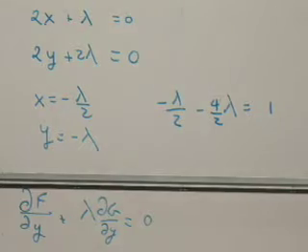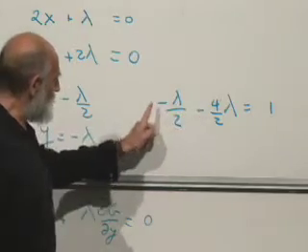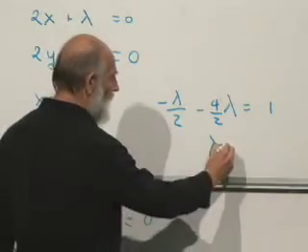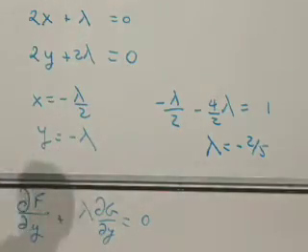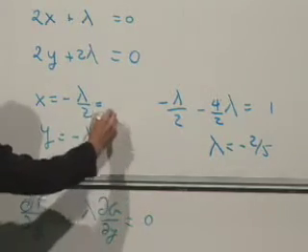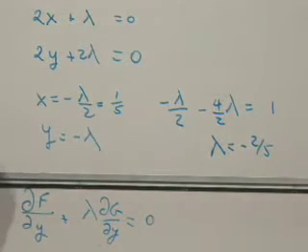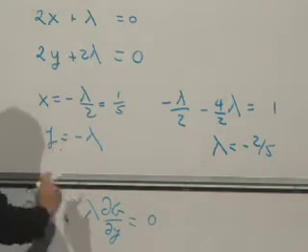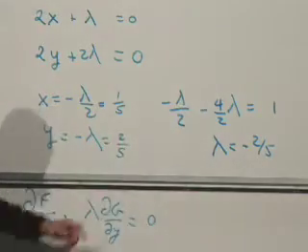2 is 4 over 2. Okay, so this is what, minus 5 halves lambda? Minus 5 halves lambda equals 1, or lambda is equal to minus 2/5. And now we solved our problem. Lambda is equal to minus 2/5, which means minus lambda over 2 is 1/5, and y is equal to 2/5.